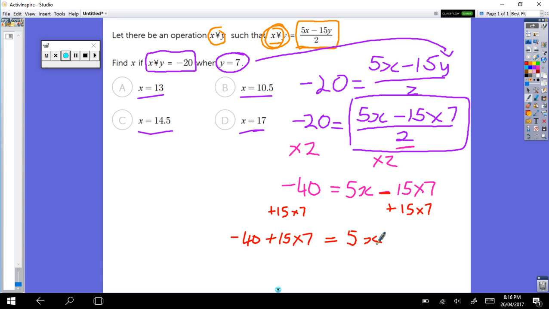So we want to get this x by itself. Our last step is to divide by 5. So now you're going to have minus 40 plus 15 lots of 7, over 5, equals x. And if you put that in your calculator, you will get one of those answers. I think it's the 13. But that's how you go about that question.